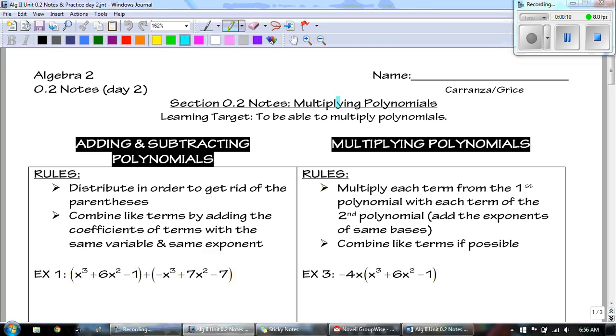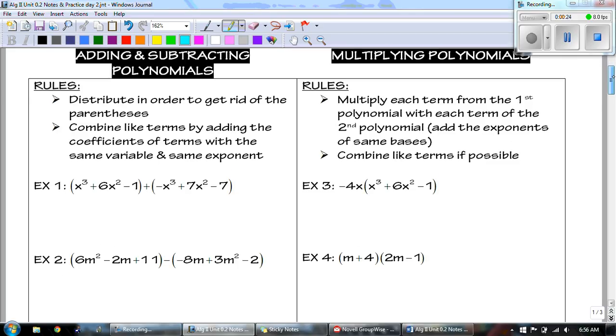Today we're going to be talking about multiplying polynomials. Our learning target today is to be able to multiply polynomials. Now, let's review first the rules of adding and subtracting polynomials.